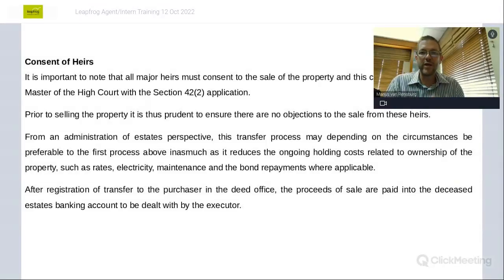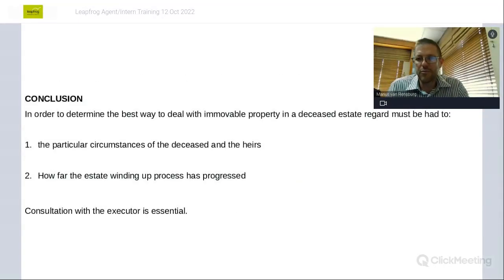And of course, guys, once this transfer process is finalized and registered in the deeds office, as conveyancers, what we do is we pay the money into the estate late banking account. If it's owned by the deceased spouse and a surviving spouse, I'll pay half into the estate late banking account and half to the surviving spouse, unless they were married in community of property, in which case I'll pay both.